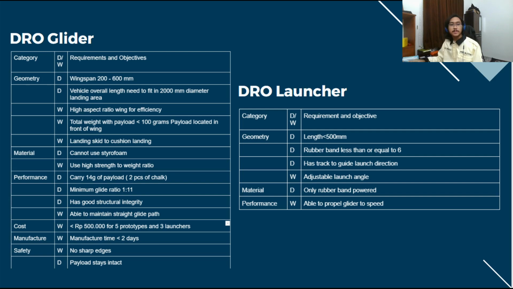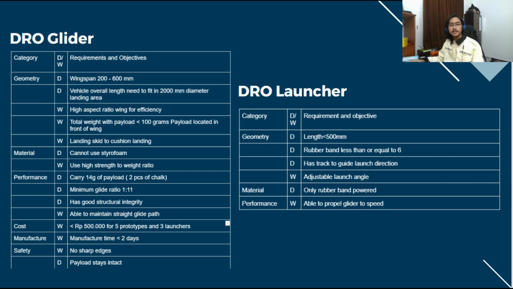We wish that we have a high aspect ratio wing for efficiency. We also wish that the total weight of the payload with the glider is under 100 grams, and we want a landing skid to cushion the landing. Under the material category, we are not allowed to use styrofoam, that is a demand. And our wish is that we use a high strength to weight ratio material like balsa wood.